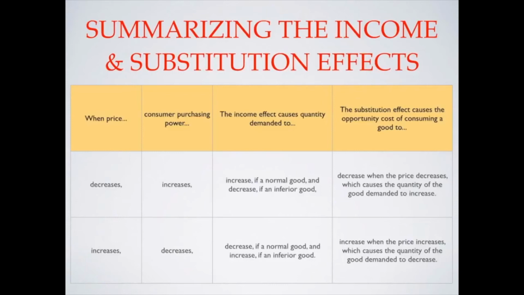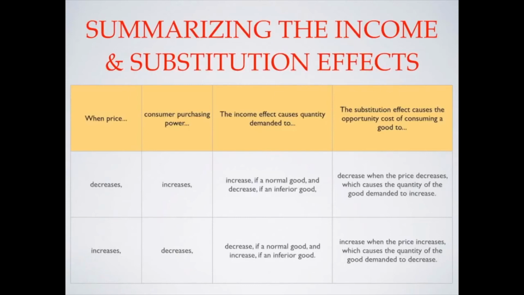When the price increases, consumer purchasing power decreases. The income effect causes the quantity demanded to decrease if it is a normal good and increase if it is an inferior good. The substitution effect causes the opportunity cost of consuming a good to increase when the price increases, which causes the quantity of the good demanded to decrease.